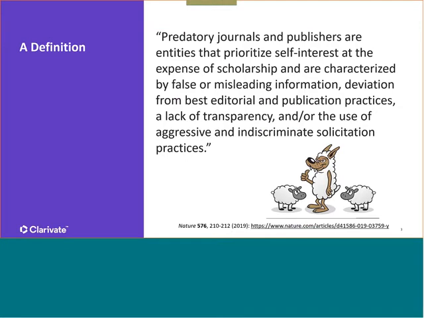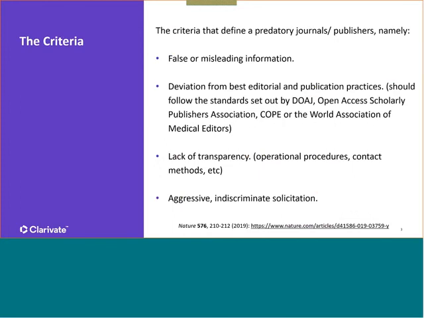Only until 2019 was there a definition for predatory journals. So what are predatory journals and publishers? These are entities that prioritize self-interest at the expense of scholarship and are characterized by false or misleading information, deviation from best editorial and publication practices, a lack of transparency, and or the use of aggressive and indiscriminate solicitation practices. It seems like a very long definition, okay? But let me break this up into pieces for you.